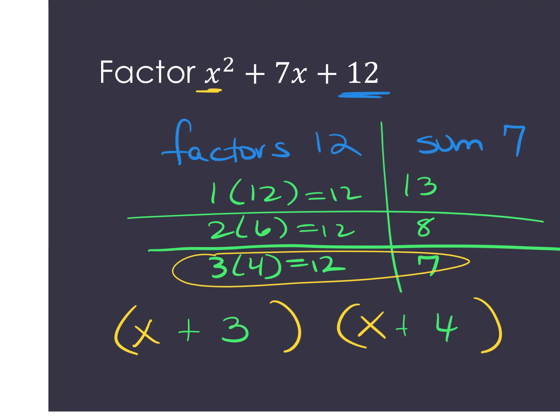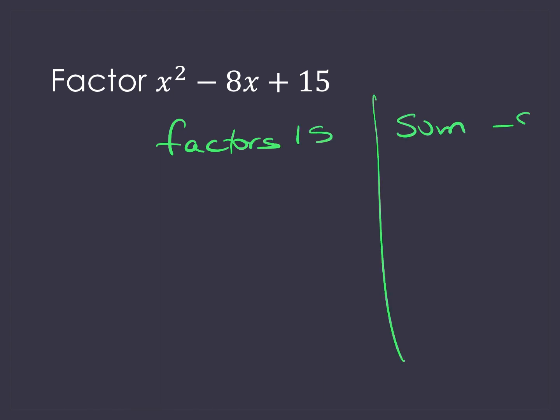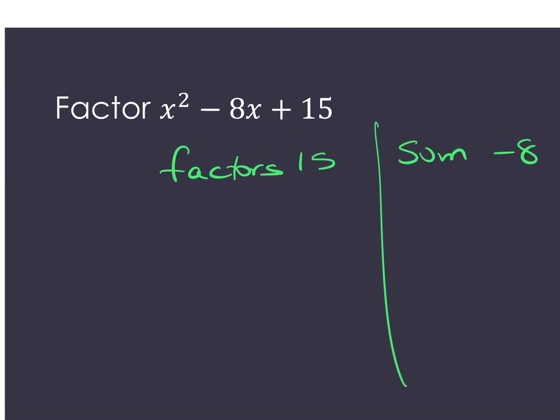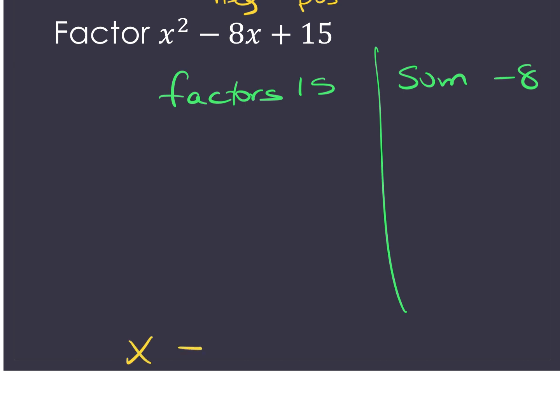Now we're going to do one with the sign in the middle being negative. For the next one, we're looking for factors of positive 15 that when I add them, I get a negative 8. So remember, when this number here is positive and this one's negative, this is a clue that both signs are going to have the sign in the middle. So in my binomials, it's going to be an x minus, and now I've got to start looking for the factors.